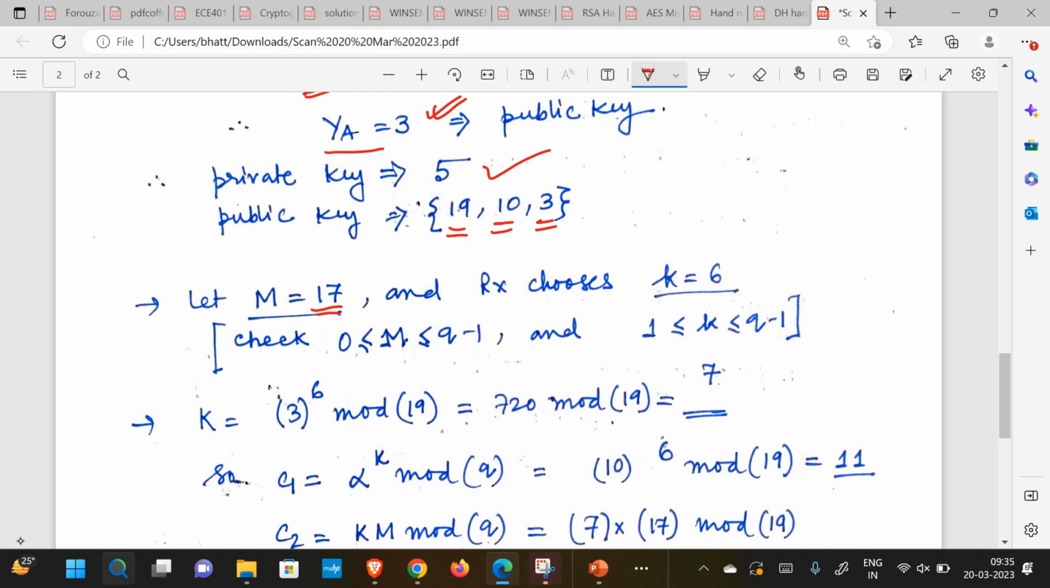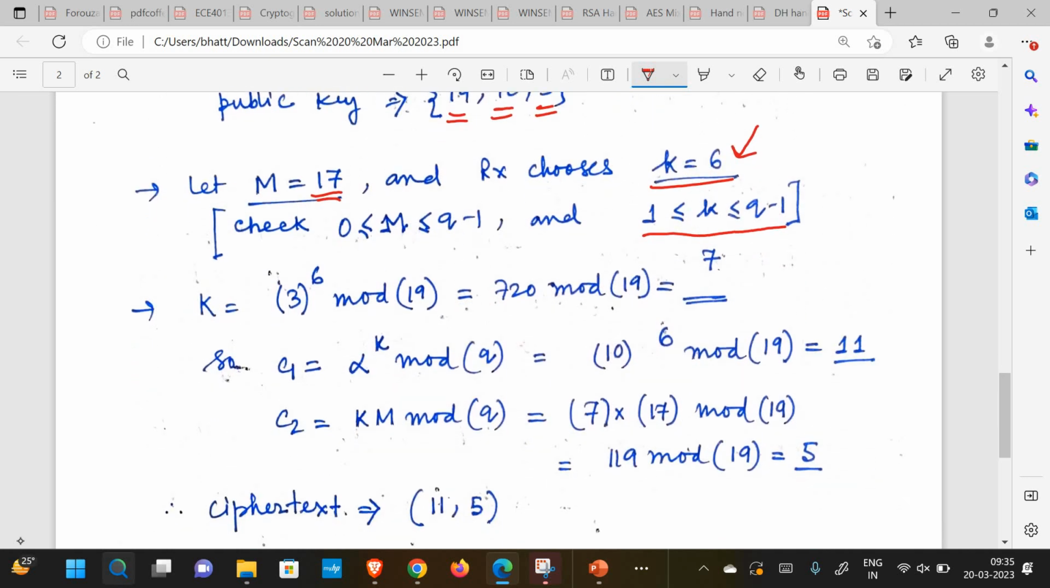So you have m equal to 17 and we choose small k equal to 6 because the k condition was also the same. That's why the condition is not that difficult to memorize. They are all the same almost everywhere. So 1 to q minus 1, that's the condition. So the small k is chosen as 6. We substitute over here, and we get the capital K, which is coming as 7.